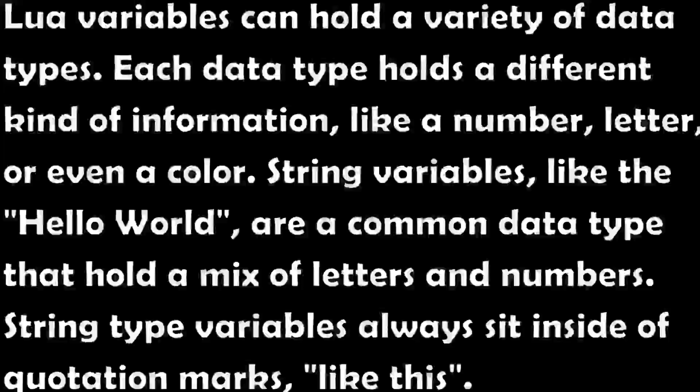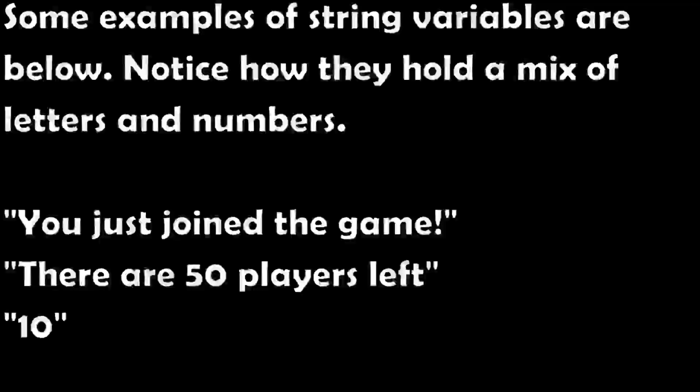Lua variables can hold a variety of data types. Each data type holds a different kind of information, like a number, letter, or even a color. String variables, like the Hello world, are a common data type that hold a mix of letters and numbers. String type variables always sit inside of quotation marks, like this. Some examples of string variables are below. Notice how they hold a mix of letters and numbers. You just joined the game, there are 50 players left 10.